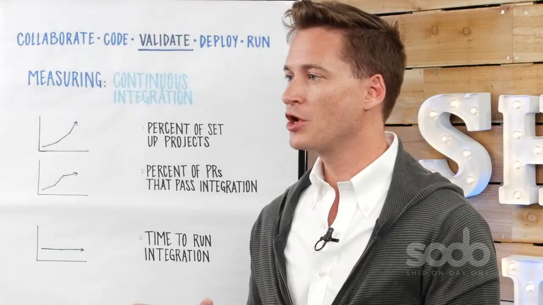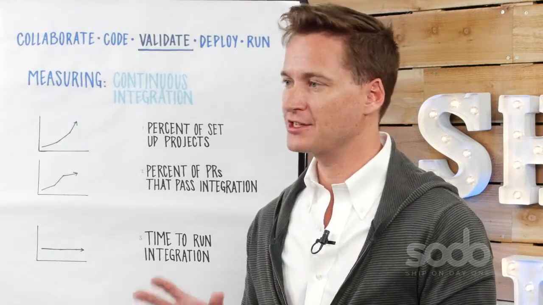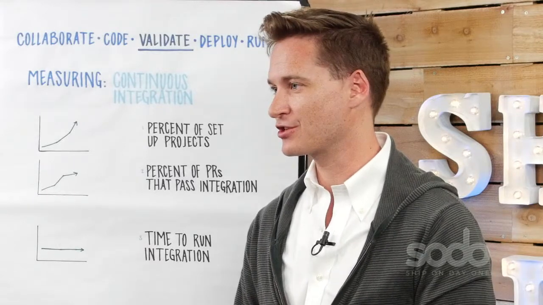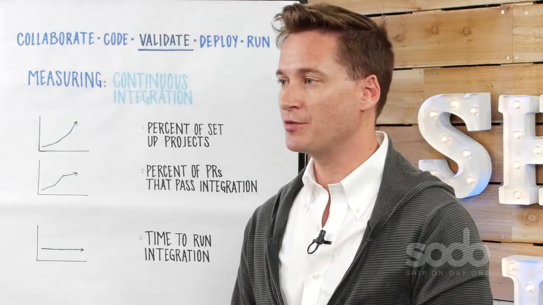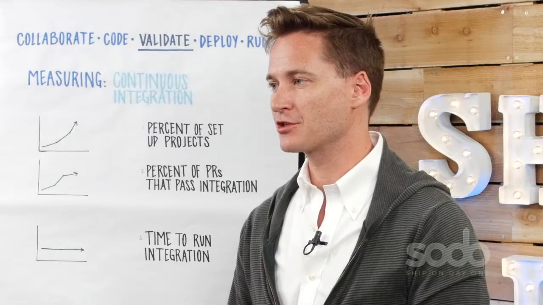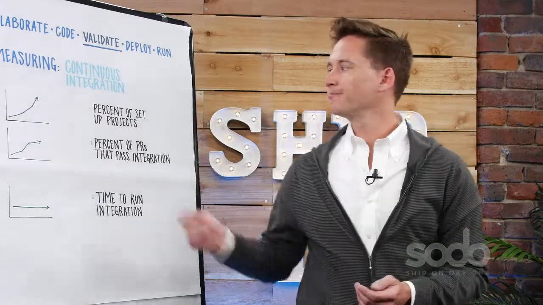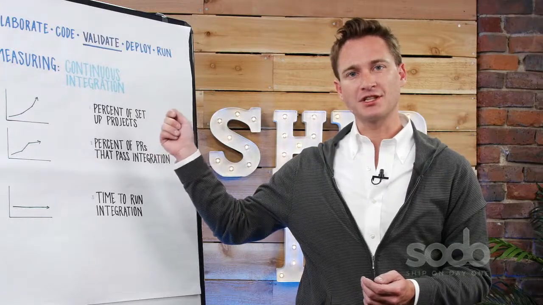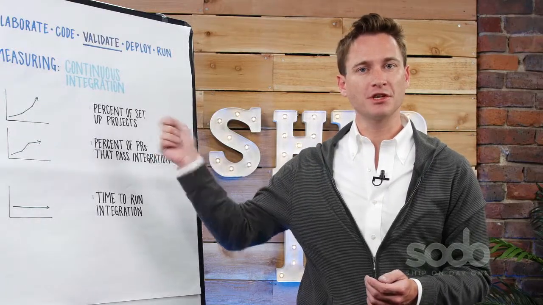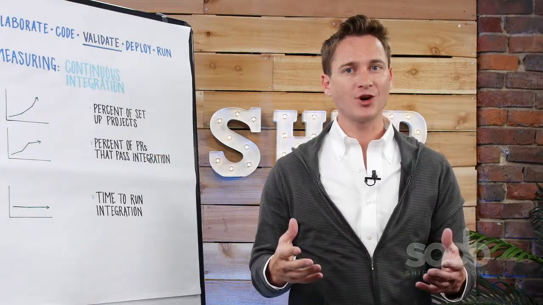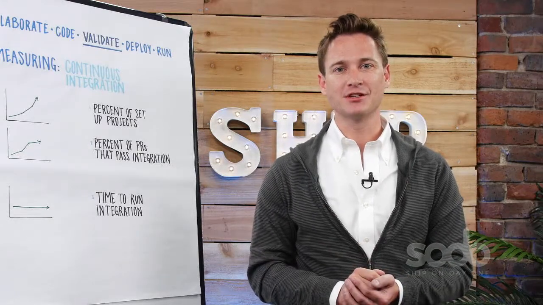During this video, we'll talk about 3 concrete things that you can measure about your continuous integration system. And these will help you better optimize your continuous integration system for your team. Measurement number 1. Look at the percent of projects that have the continuous integration system set up on them. This should trend upwards and optimally hit 100%.